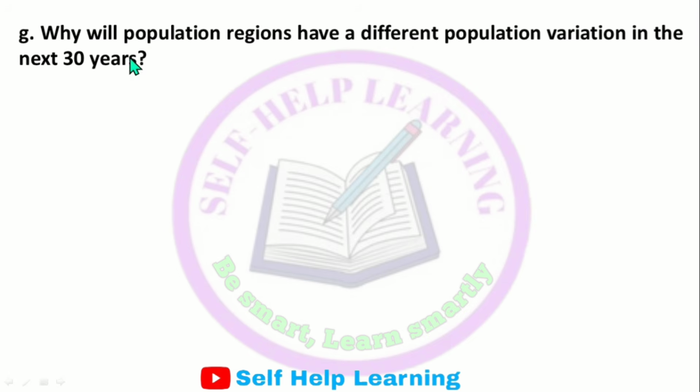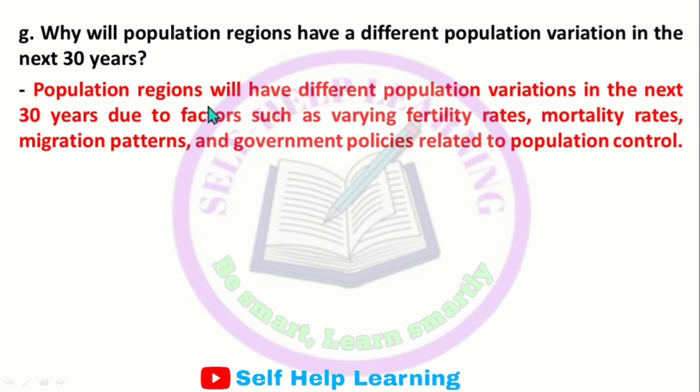G. Why will population regions have a different population variation in the next 30 years? Population regions will have different population variation in the next 30 years due to factors such as varying fertility rates, mortality rates, migration patterns, and government policies related to population control.